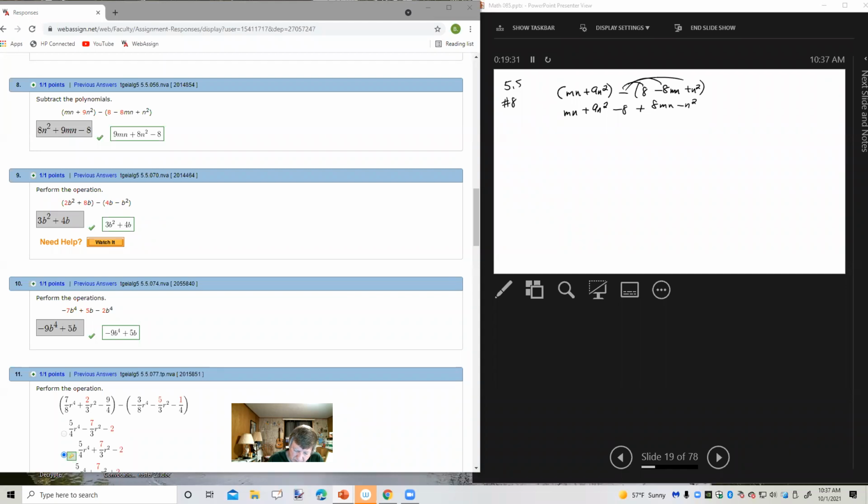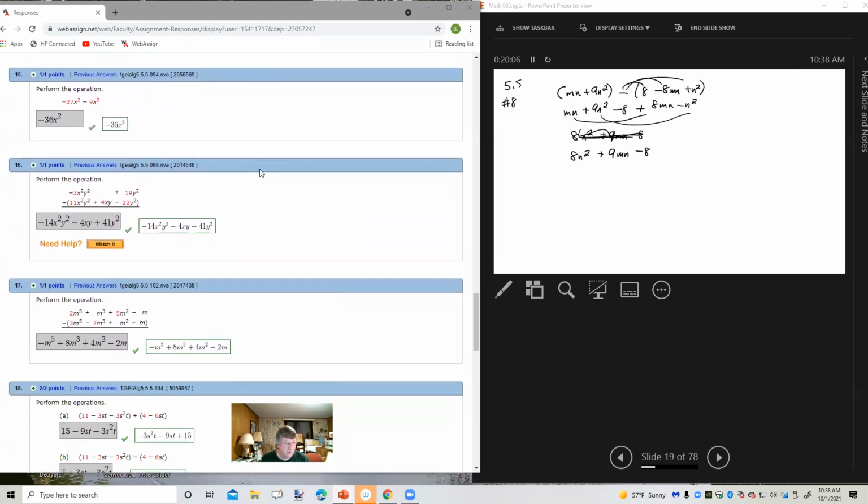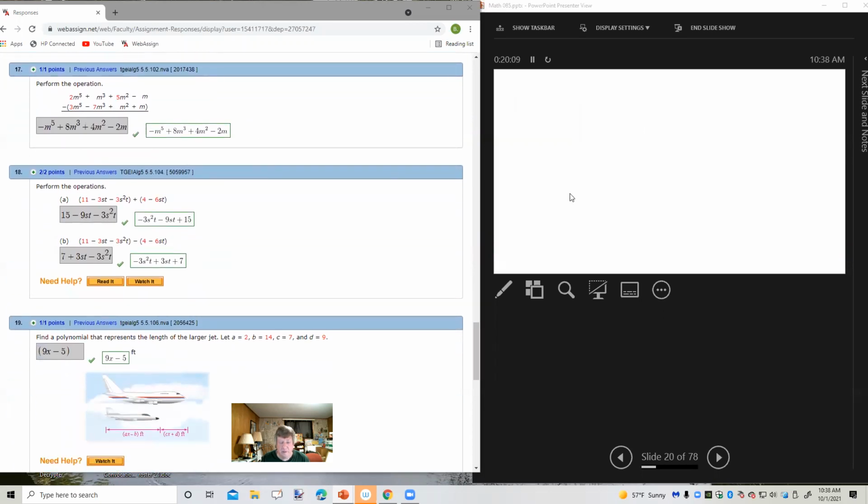So let's see here. The highest power here is the n's, so I'm going to write the n's first. So we've got 8n squared. These are like terms, plus 9mn minus 8. Okay, all right. 8n squared plus 9mn minus 8. Any questions about that one? All right, that takes us to number 17.